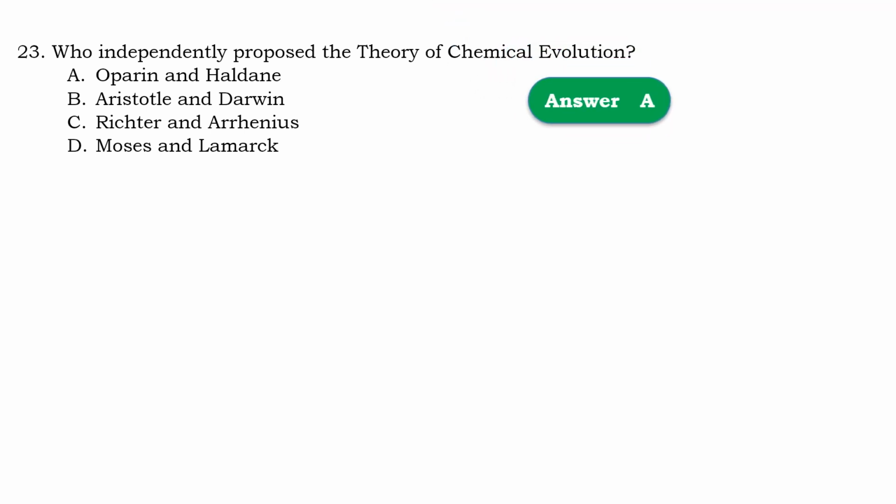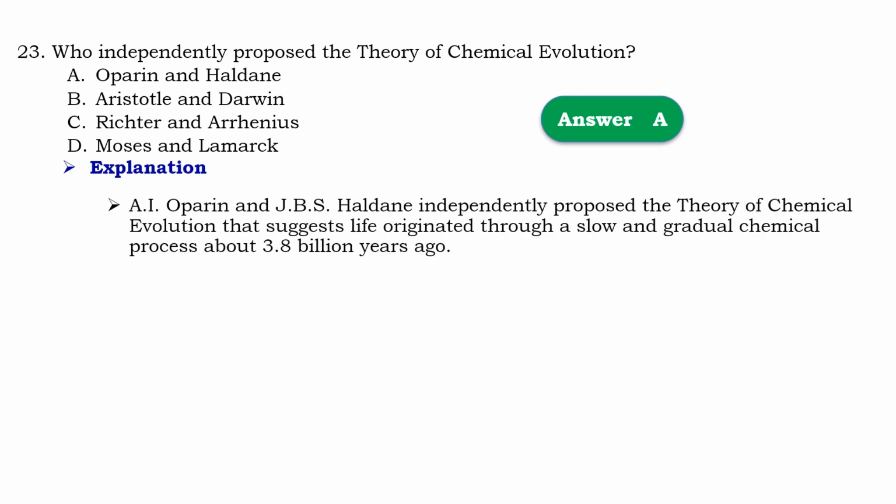So that should be A. Oparin and Haldane. Means that AI Oparin and J.B.S. Haldane independently proposed the theory of chemical evolution that suggests life originated through a slow and gradual chemical process about 3.8 billion years ago.